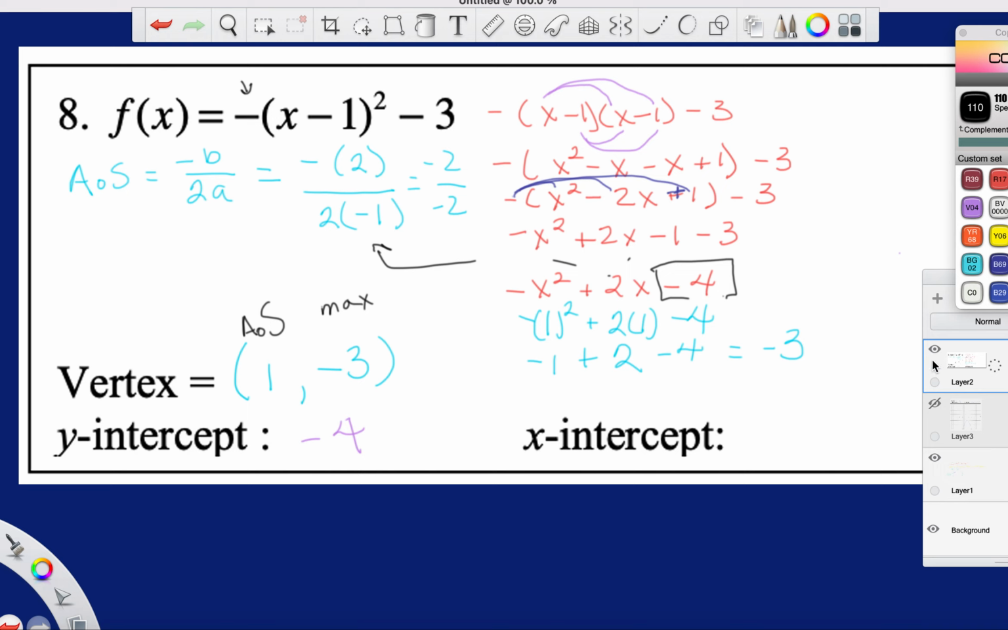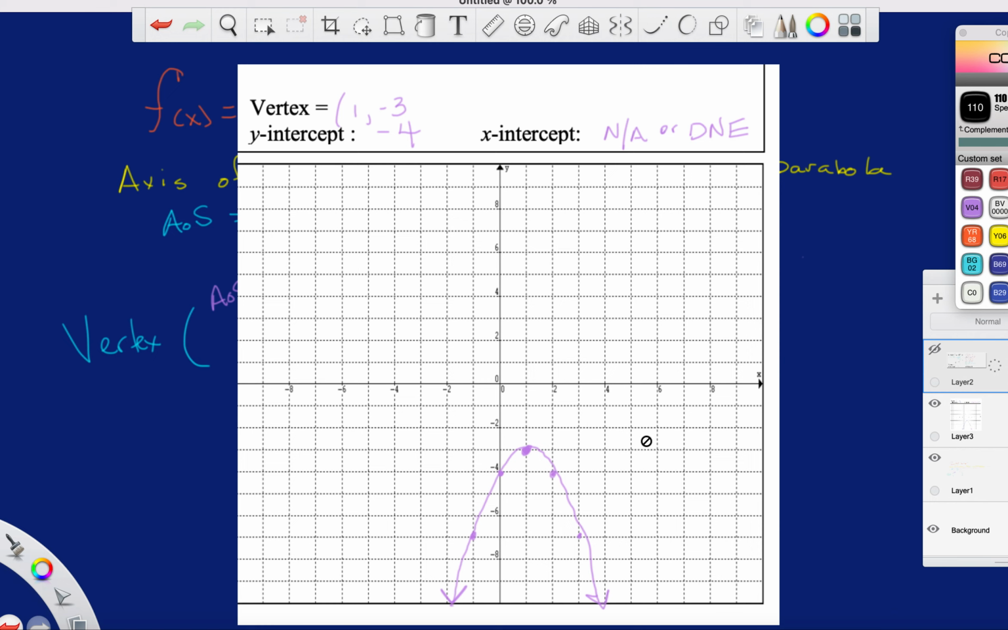So let me get rid of this, and I'll show you what the graph looks like. This was my vertex. It says it right here. 1, negative 3. So I marked it. And then I graphed from there because it was negative. All right, and just like the other graphs, it's just the same. All right, where's my y-intercept? Well, we figured it was at negative 4. So I just reflected it on the other side and drew my parabola accordingly.